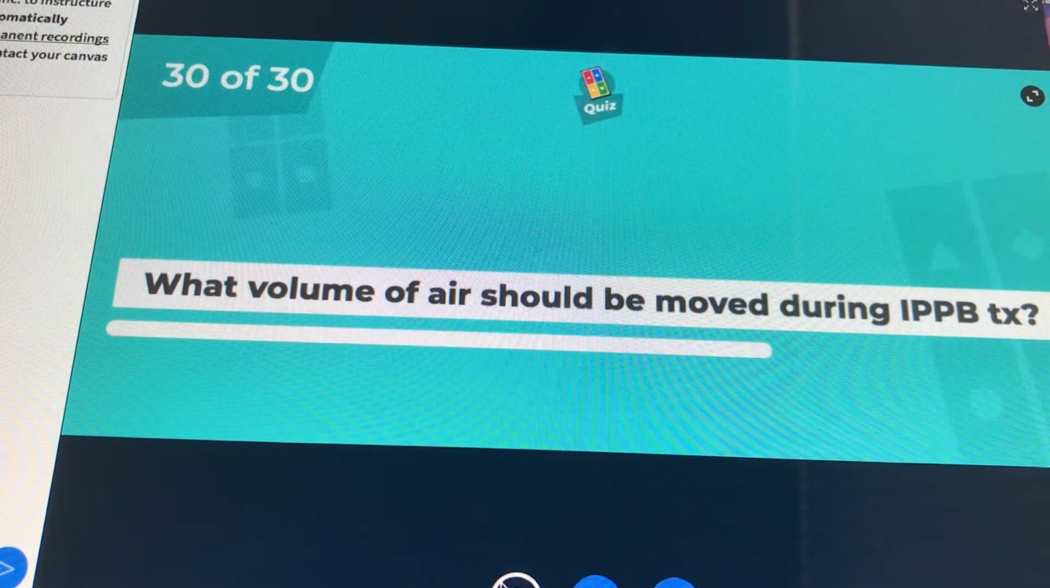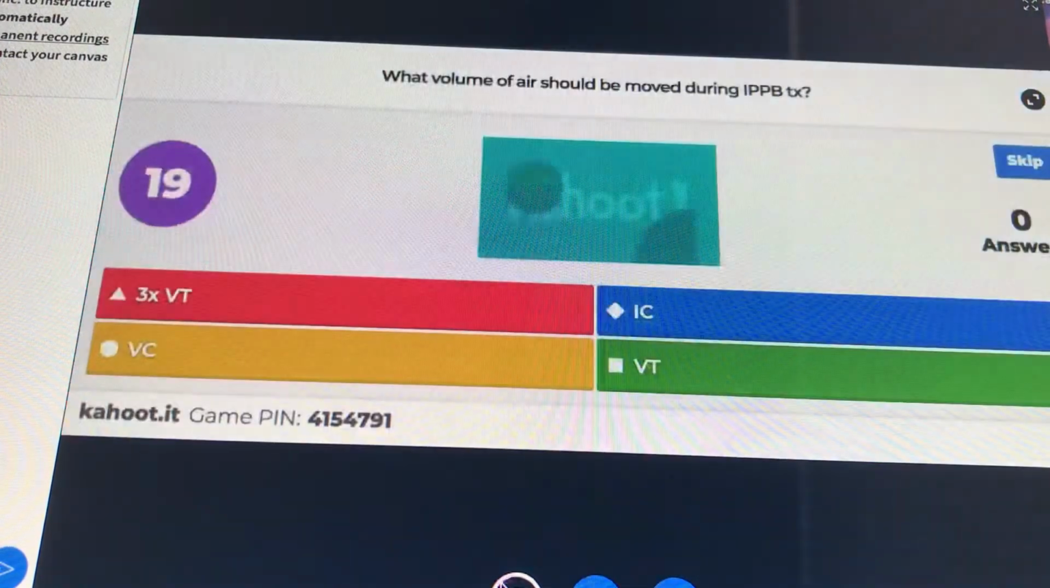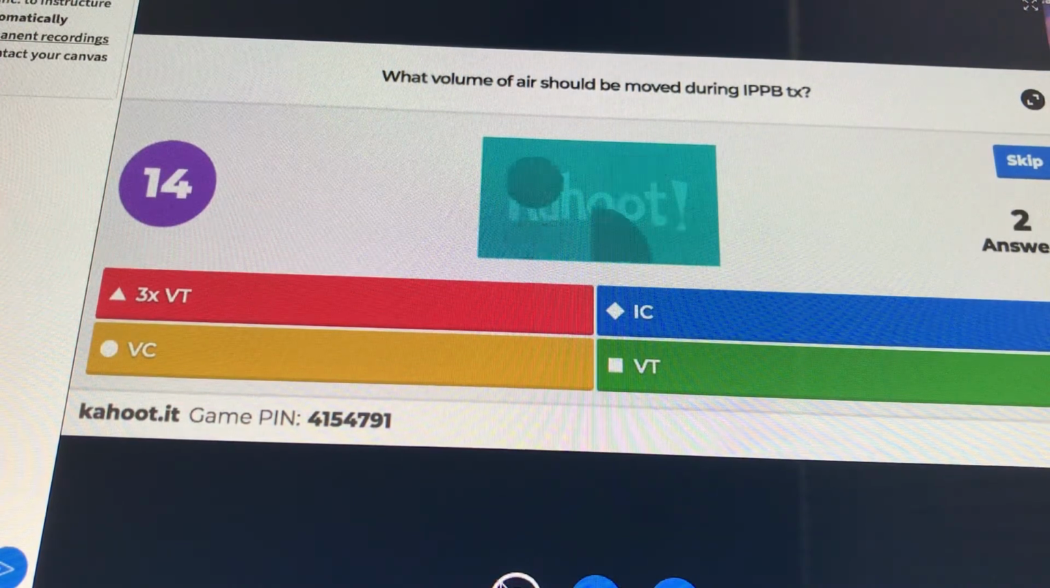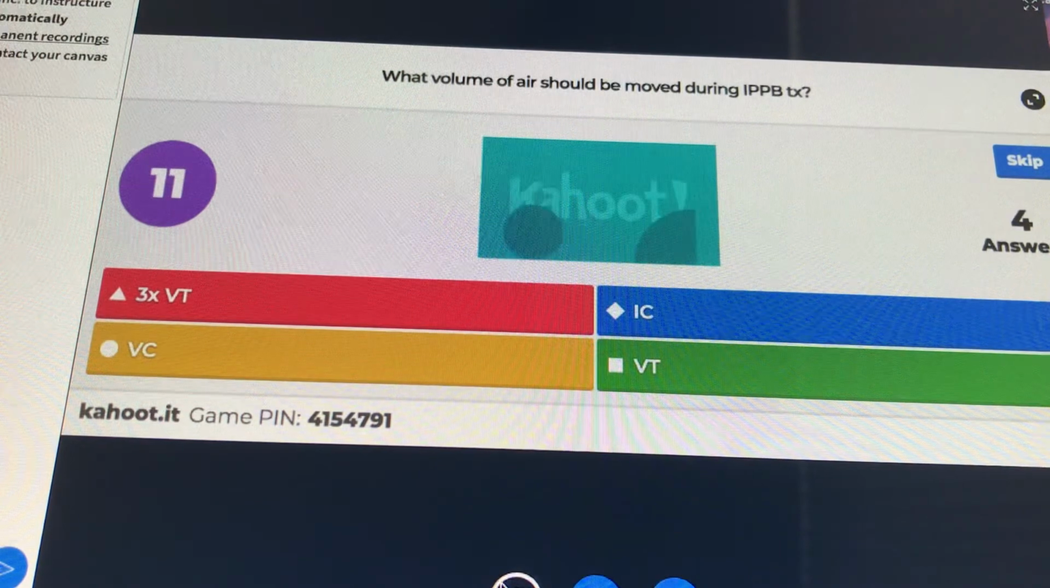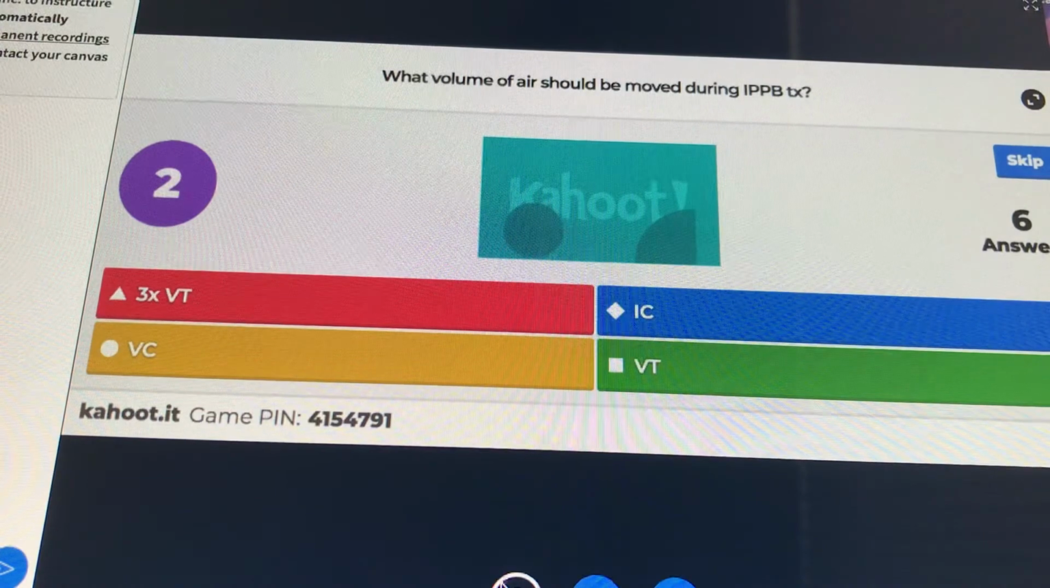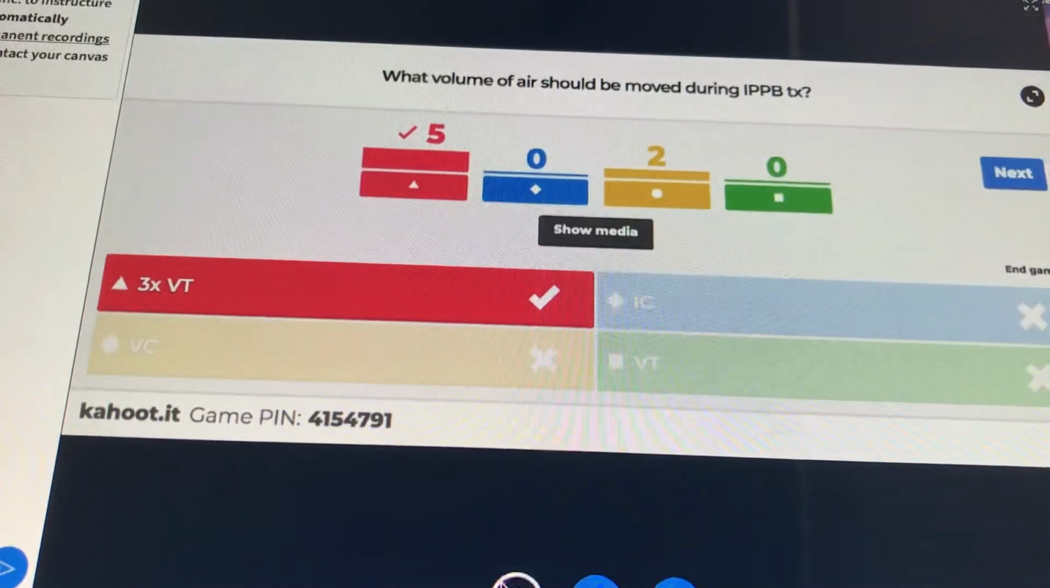Okay, and last one, what volume of air should be moved during an IPPB treatment? Good, and that is 3 times your patient's tidal volume. So you first have to figure out what their tidal volume should be. So that's 3 times their ideal body weight, and then 3 times that is what you should be measuring when you measure the IPPB volume.